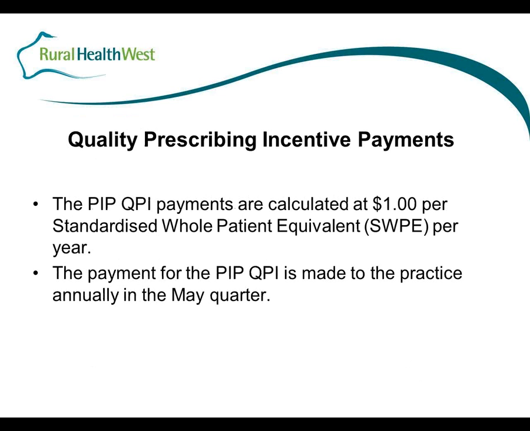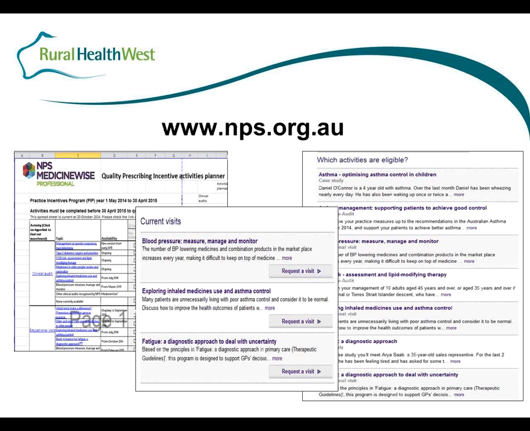The Quality Prescribing Incentive payments are calculated at $1 per SWPE per year. The payment for the PIP QPI is made to the practice annually in the May quarter. For more information, I would encourage you to visit the NPS website.